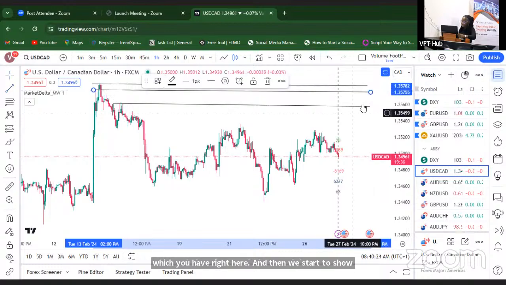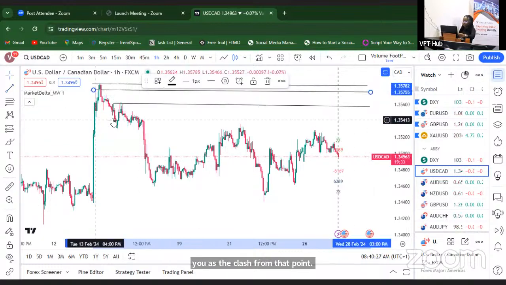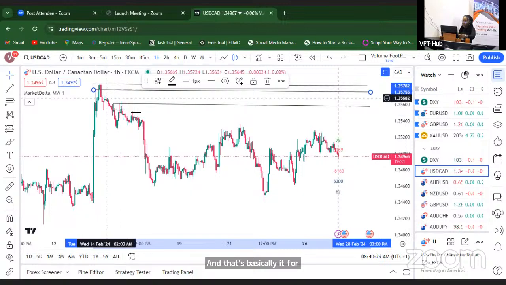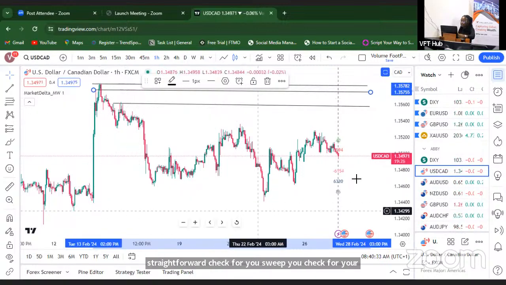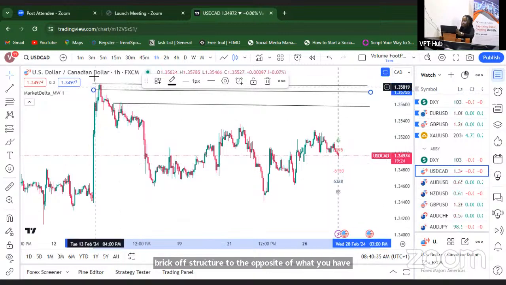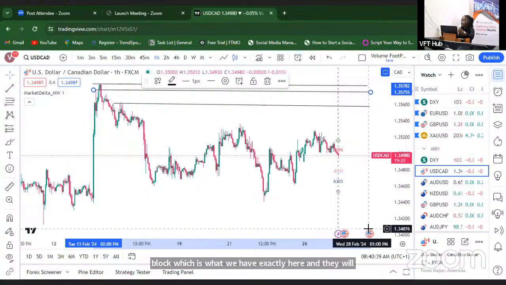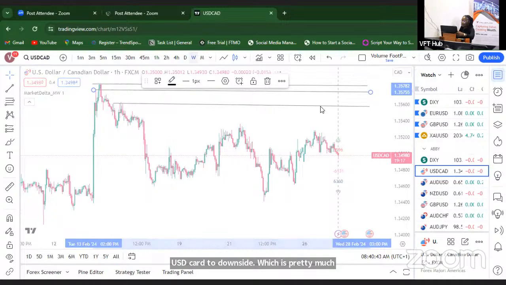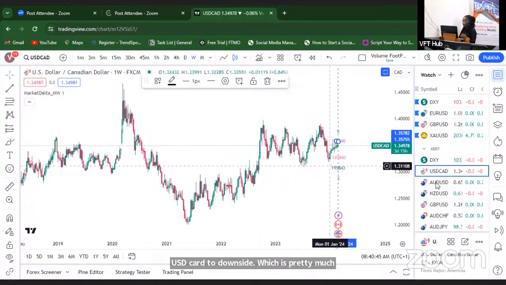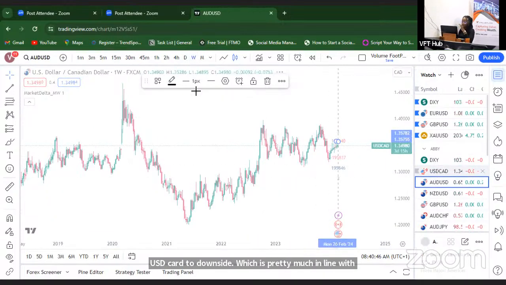And that's basically it for USD CAD. Pretty straightforward. Check for a sweep. We check for a break of structure to the opposite direction, which we have here. And then we'll wait for price to trade into the other block, which is what we have exactly here. And then we're going to be selling USD CAD to the downside, which is pretty much in line with our weekly directional bias, right? Now let's look at AUD USD.